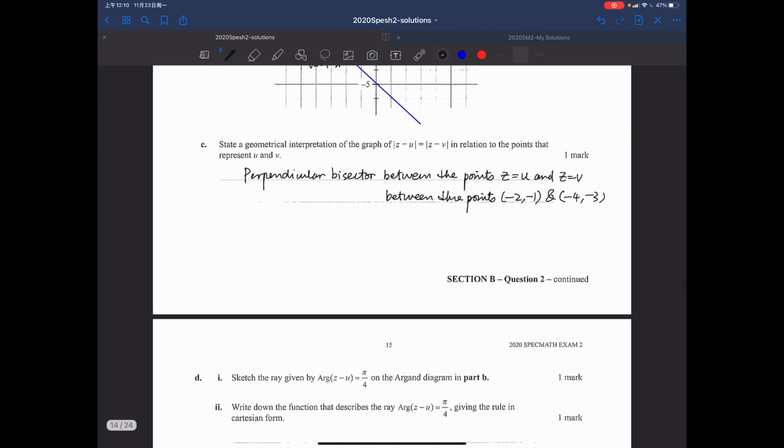And then I want to sketch the ray given by argument z minus u equals pi on 4 on the Argand diagram in part B. So, argument z minus 2 minus i equal to pi on 4. This is just the ray starting from minus 2, minus i excluded, okay? And this is my rotation angle, pi on 4, which is 45 degrees relative to the horizontal direction.